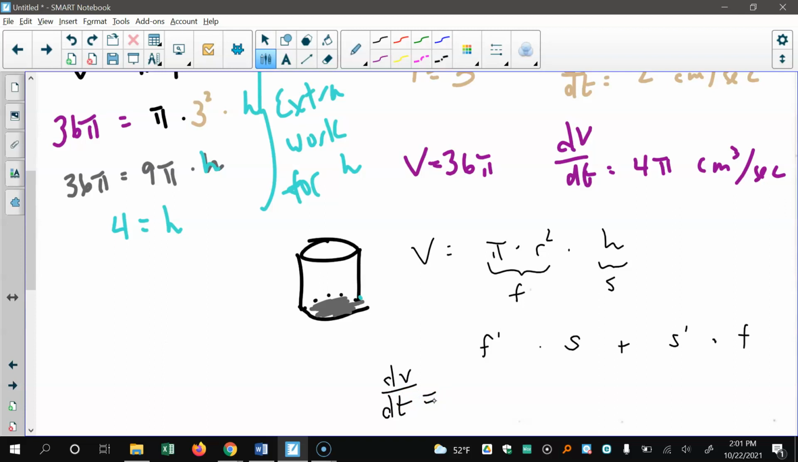And let's go and take the derivative of f here. We're going to take the derivative of that pi r squared. That pi is going to stay, as pi should always stay. And then the derivative of r squared is going to be 2 r to the first times, we took the derivative of the radius with respect to time. So that's f prime times s, which is going to be h. Ooh, this looks like it's going to be fun to plug in numbers. And then now we're going to take the derivative of h, but that's going to be 1 times dh dt.